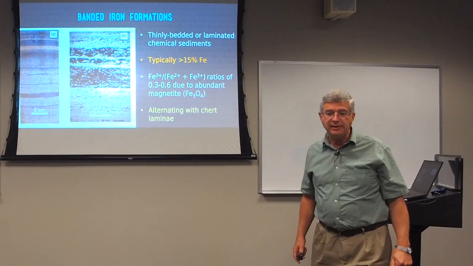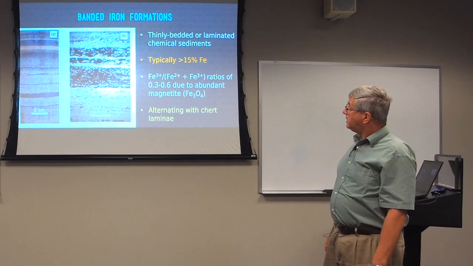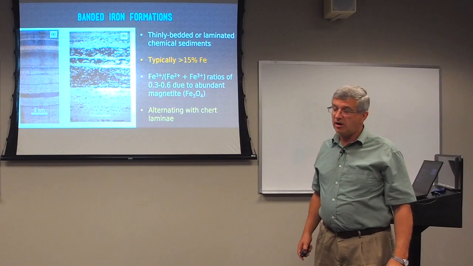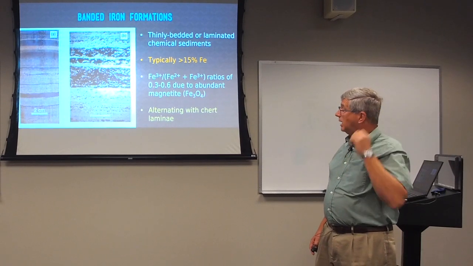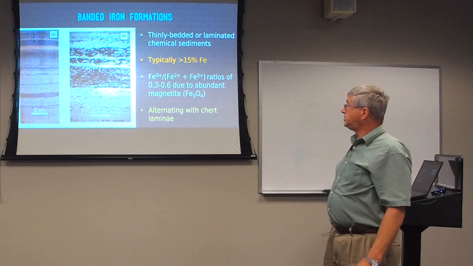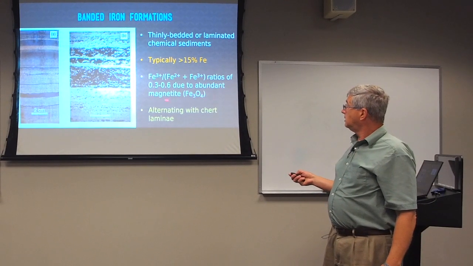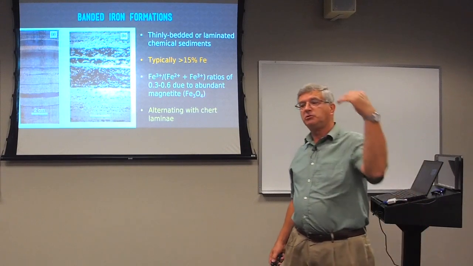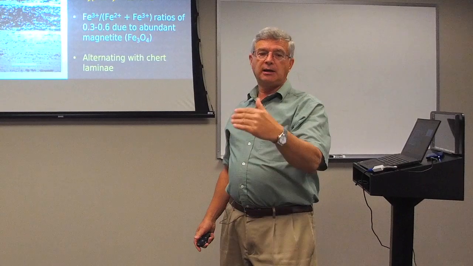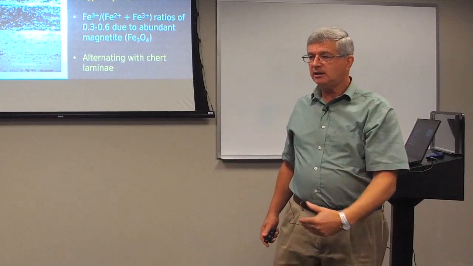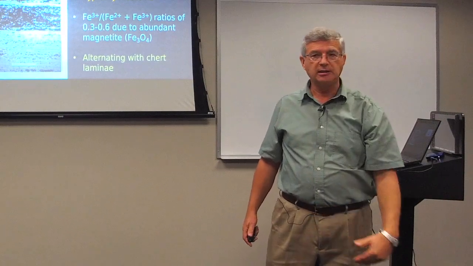The other rock that is unique to the Precambrian is the banded iron formations, typically thinly bedded or laminated chemical sediments. Why? Well, we'll come to that in a moment. They're typically greater than 15% iron. The iron 3+ to total iron ratios are very high due to the presence of abundant magnetite. Magnetite is the reduced form of iron oxide. The oxidized form of iron oxide is cherry red hematite.